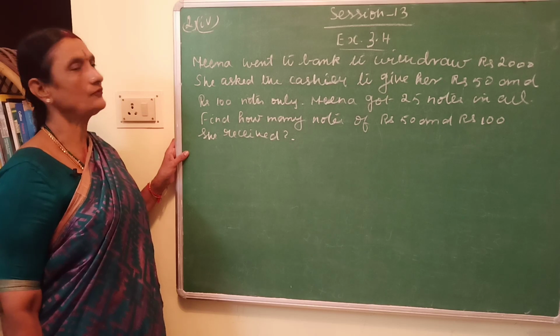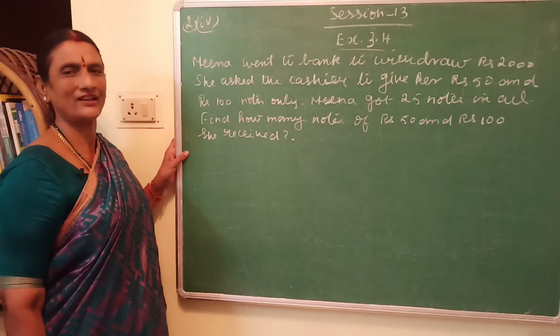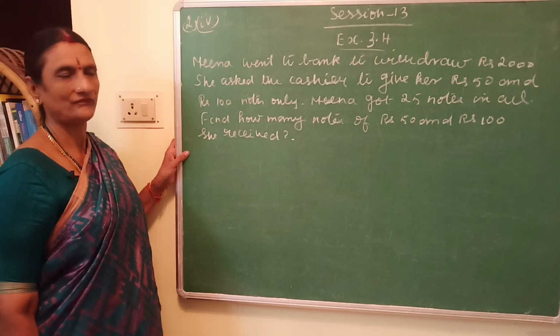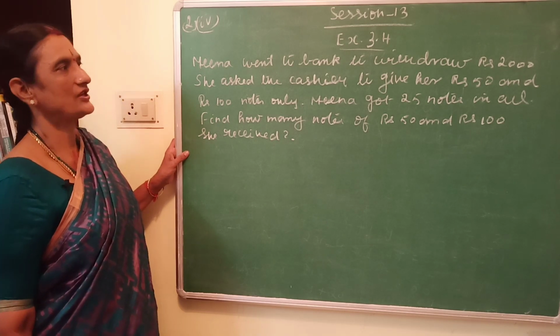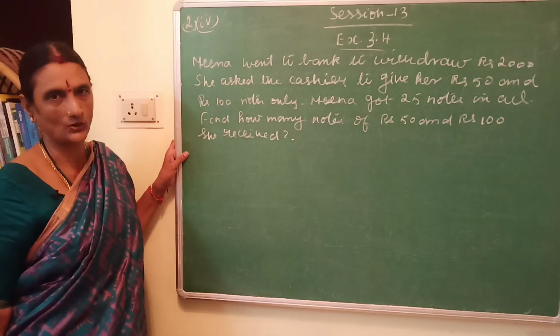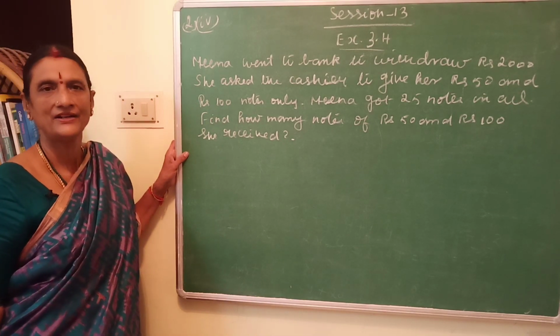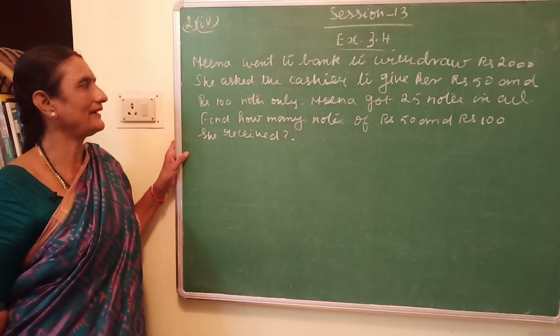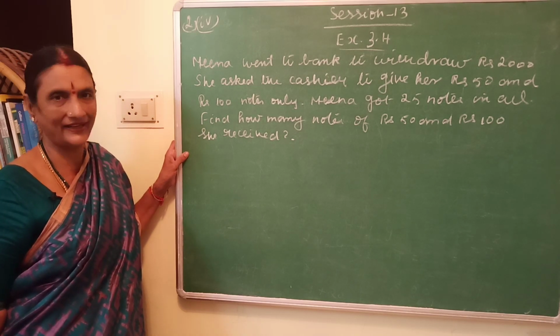Children, we will do the fourth sum. Okay, fourth subdivision. In this sum, Meena went to a bank to withdraw rupees 2000 from her account. She asked the cashier to give her only rupees 50 and 100 rupee notes only.